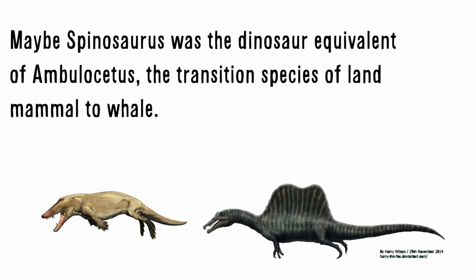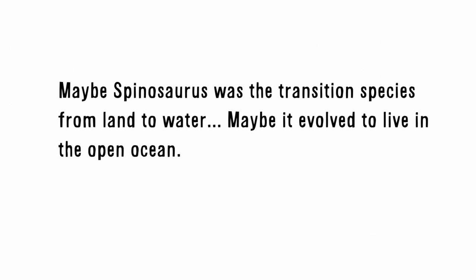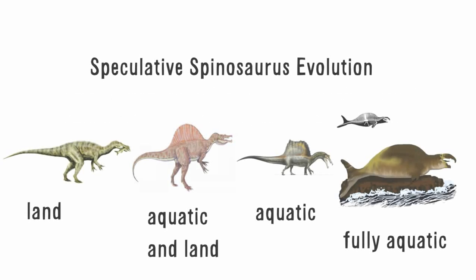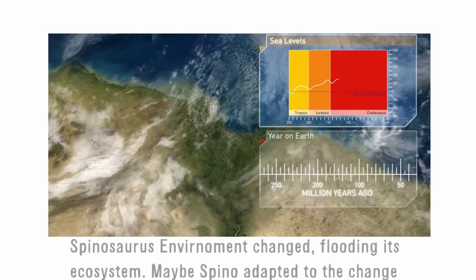Maybe Spinosaurus was the prehistoric equivalent to Ambulocetus, the ancestor of all whales. Maybe Spinosaurus was the transition species of dinosaurs from land to water. His tiny legs might have been the beginning of vestigial structures, body parts that eventually evolve into small pointless structures, as seen in whales. Maybe Spinosaurus evolved into the Cretaceous equivalent of whales, and we are simply seeing the beginnings of a new clade of dinosaurs that swim the open oceans.